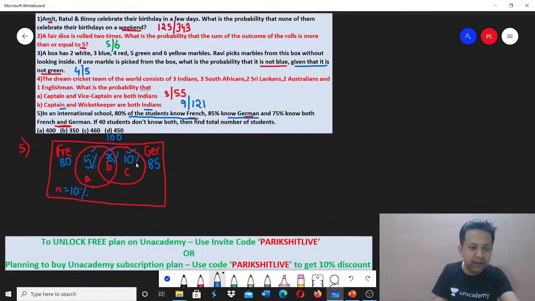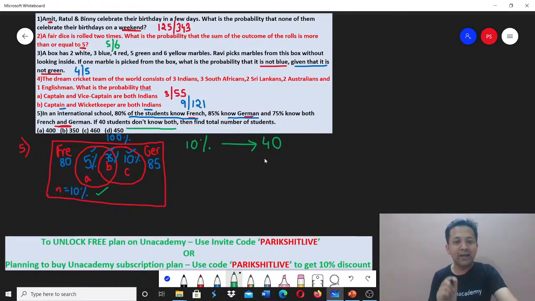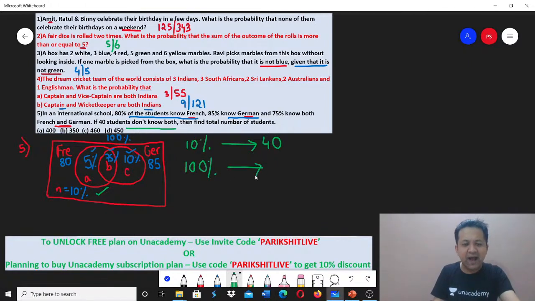The question is saying 40 students don't know both. 10% is 40. So 40 students don't know both, which is 10%. Total number of students is nothing but 100%. So if 10% is 40, 100% got to be 10 times. 10 times would mean 400, and that's your answer.